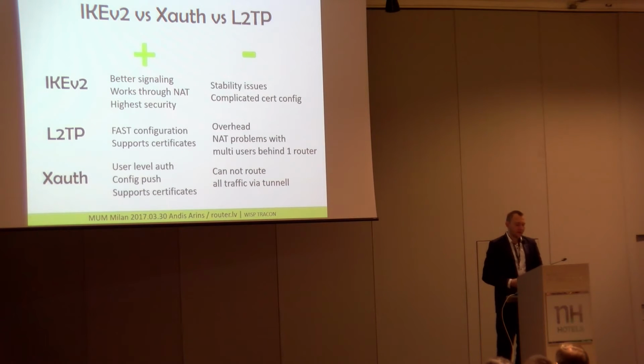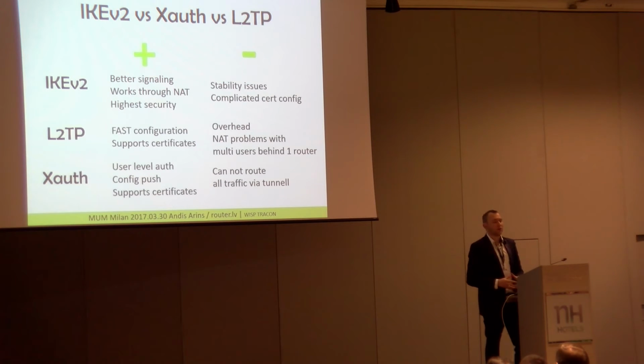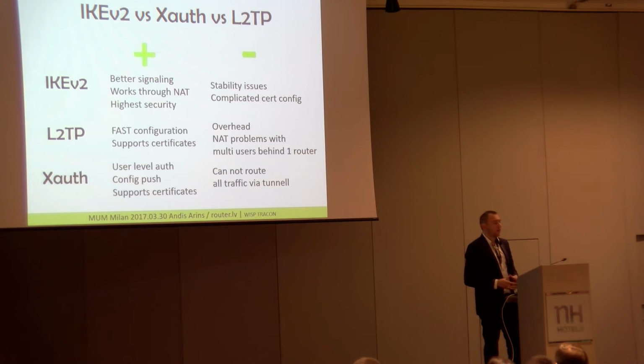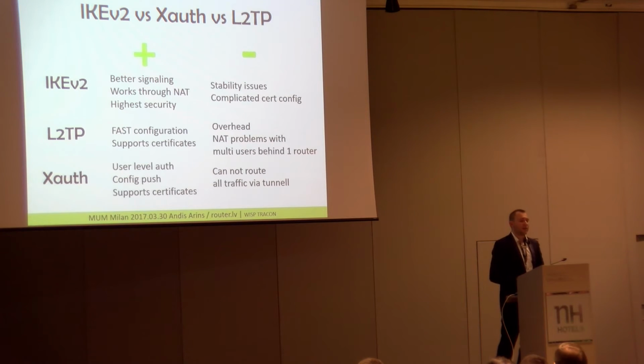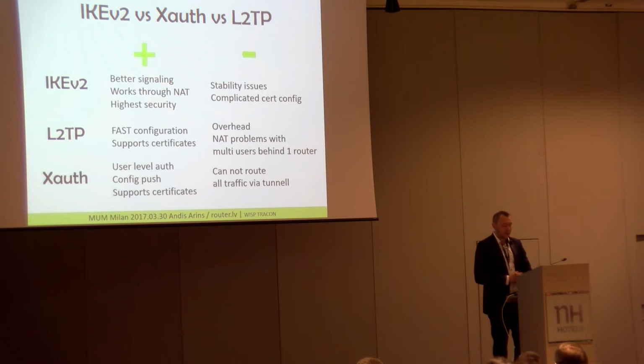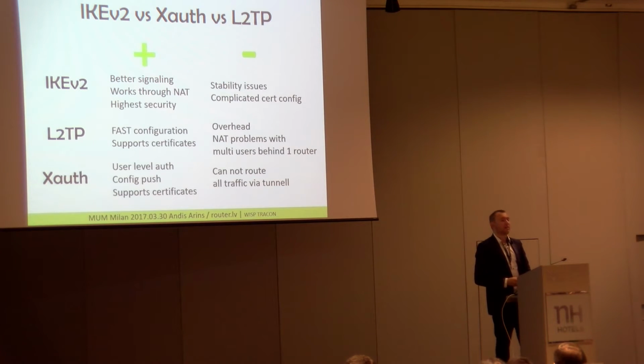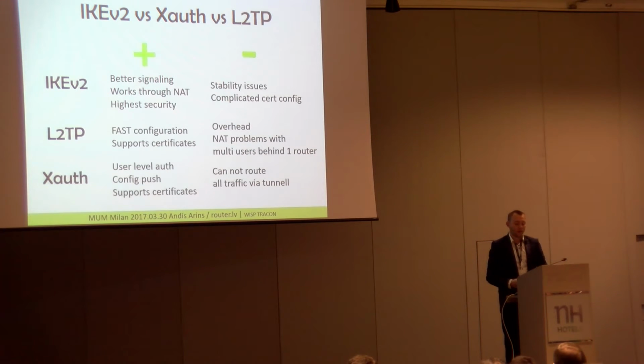So L2TP, from the fast configuration perspective, actually is the first choice where to look, but it has 2 significant drawbacks. One thing is overhead, because our packet is twice encapsulated. Later I'll show how it looks. The second problem in the protocol is that if there is a user who is sharing the public address with another user, so it means they are behind the same NAT, the remote side cannot distinguish which user the packets come from, so only one of them can work.